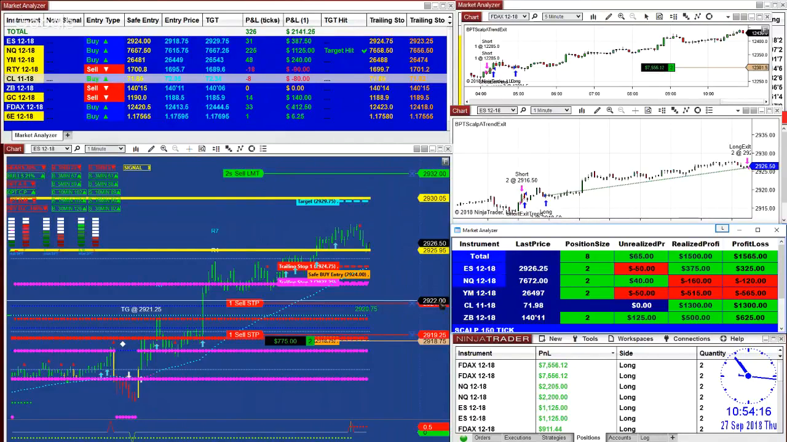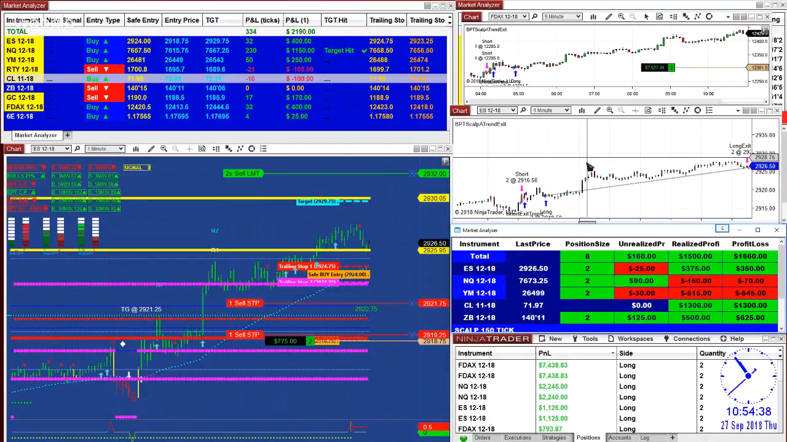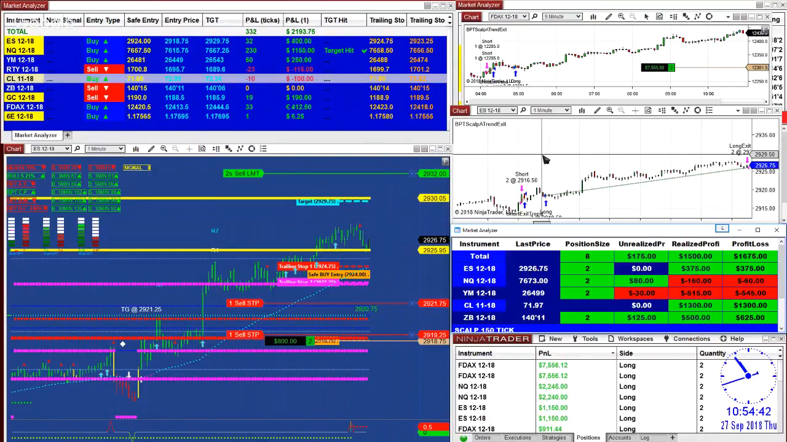Because sometimes we all have experienced that. We thought we were flat, and maybe you still have one trade in the market. So make sure every single instrument is in a flat position. So we are done with this one here. It is very nice. And this was a very big trade on the ES.